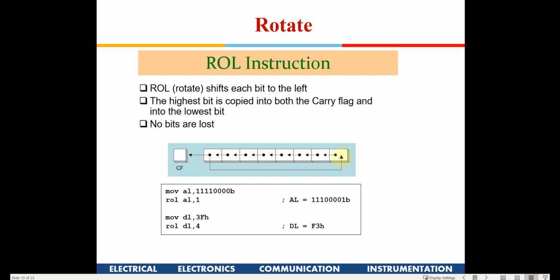So this can happen again. The format remains the same, rotate, right? And then you can give the count, or you can give an 8-bit data here. So those many times it will keep rotating here. So this highest bit data will go into the carry flag.